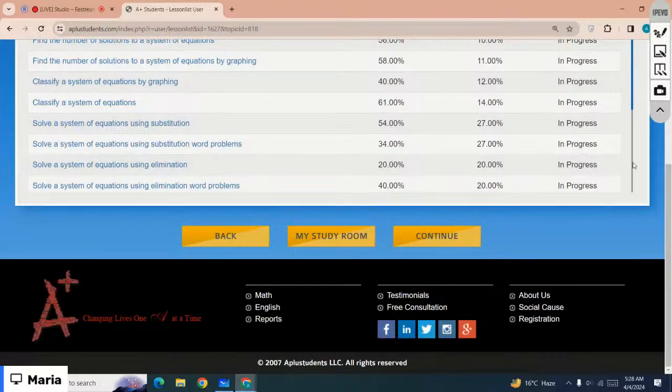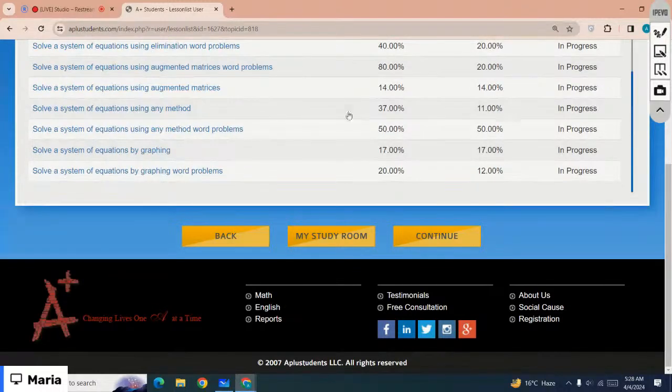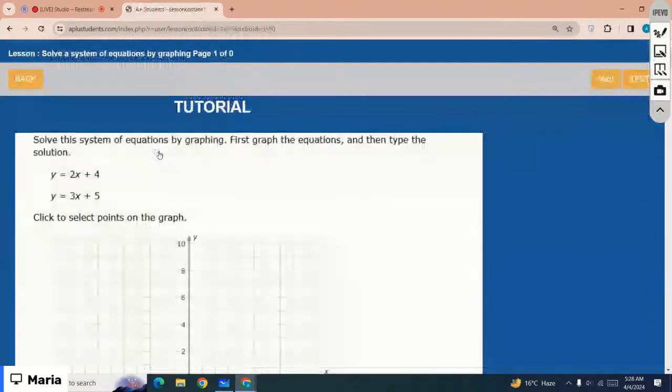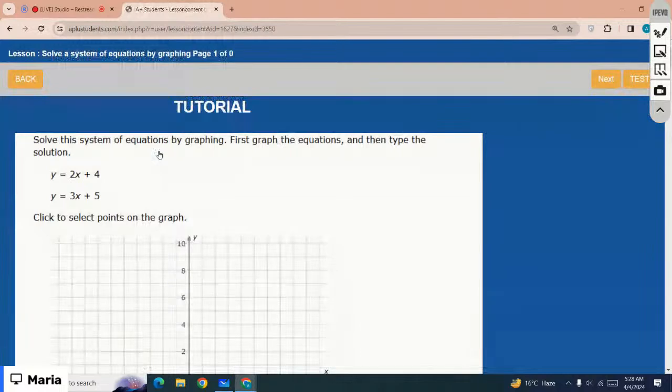And then we are done with this lesson, right? This is a very important lesson. Do as many practice questions as you can. So let's just start with solving a system of equations by graphing. Let's start with the first lesson, right?